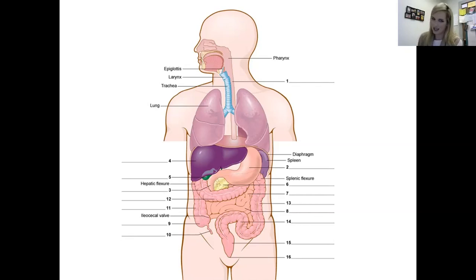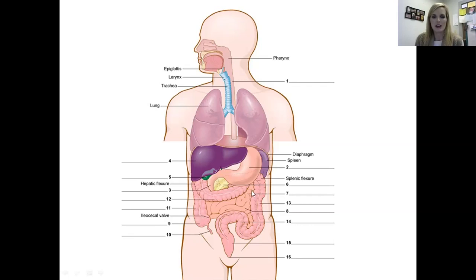Number 10, not really having anything to do with digestion, but since it's right there next to the cecum, we're going to go ahead and point that out. That is the appendix. Is that labeled for us there? It is not on that main diagram, but it is in the section where we talk about the large intestine. We'll go ahead and spell that. A-P-P-E-N-D-I-X, appendix.